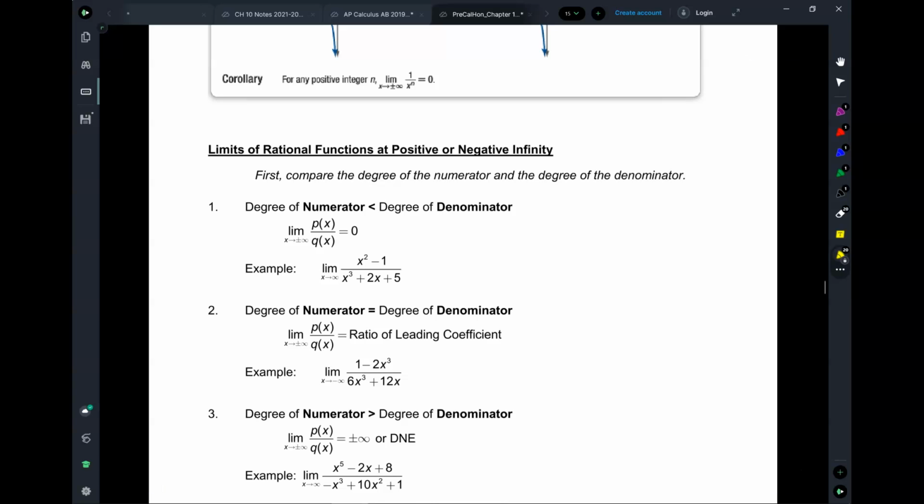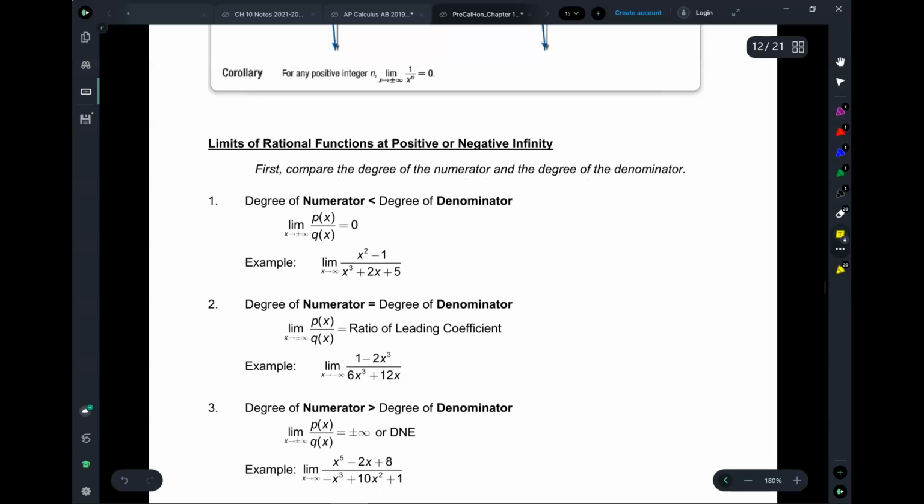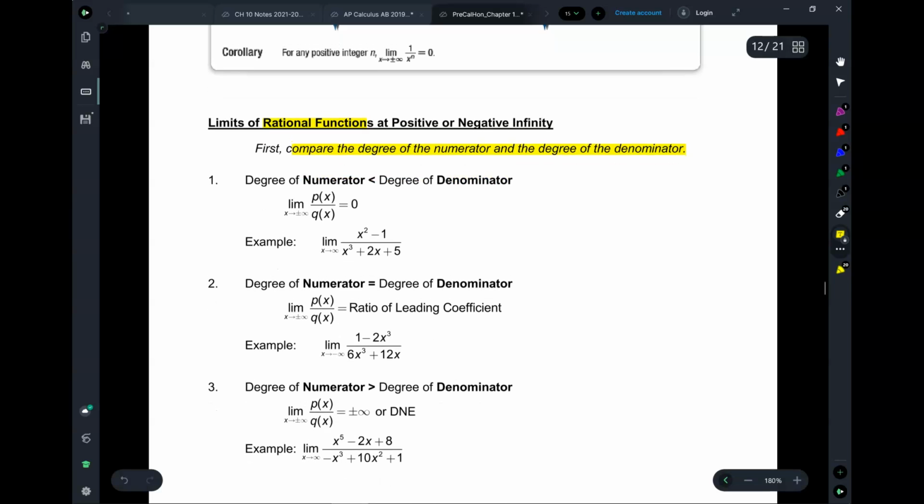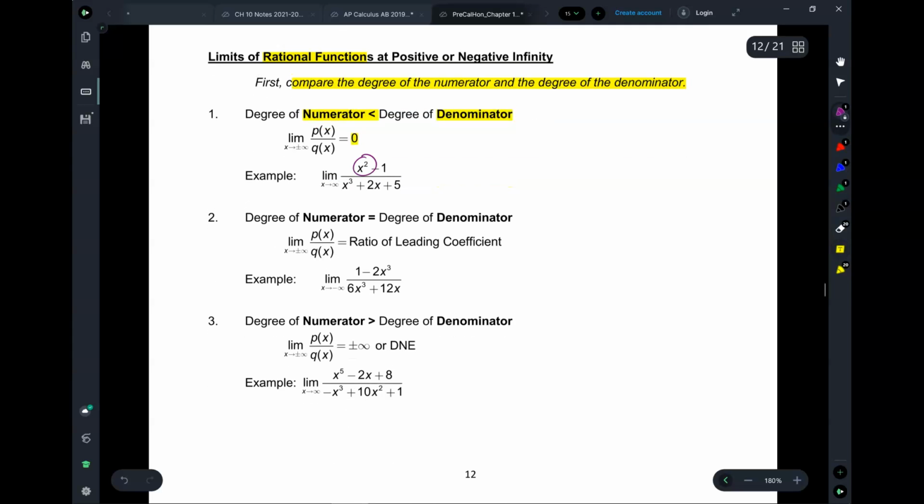Then how do we do rational functions? This is the same as how we did horizontal asymptotes, by the way. You guys remember how we do horizontal asymptotes? For rational functions, compare the degree of the numerator and the denominator. If the degree of the numerator is less than the denominator, the limit is 0. So take a look at this. Here we're looking at the limit as x approaches infinity. Higher exponent on the bottom, just 0.